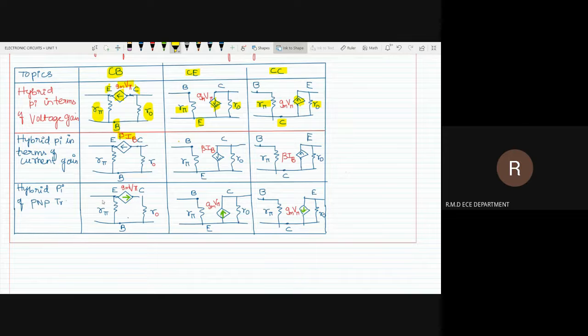If it is a PNP transistor, the diagram is everything the same, with only the current flow changing. In the previous NPN transistor, the current flow is from collector to emitter, but now it is from emitter to collector. This is the only change in the PNP transistor. I hope you understand the CB, CE and CC configurations. Thank you.